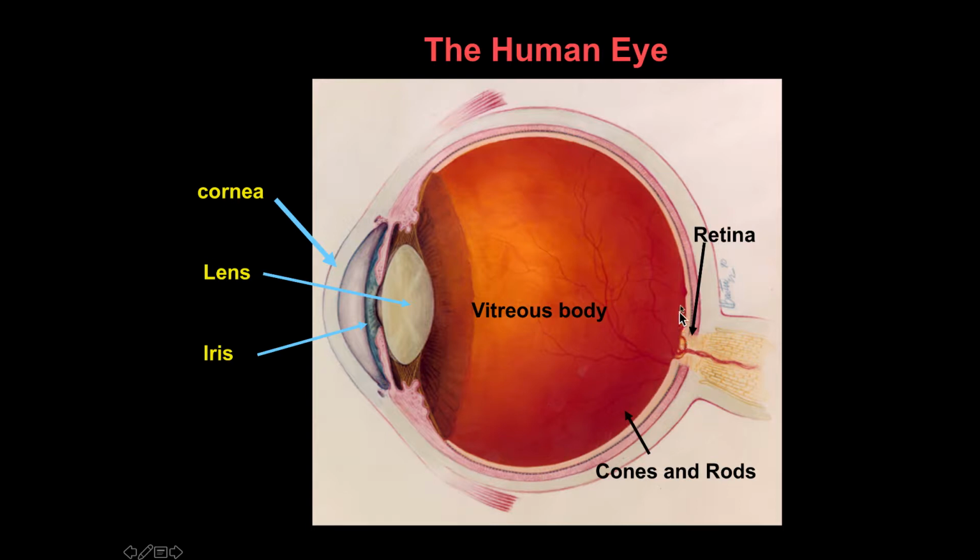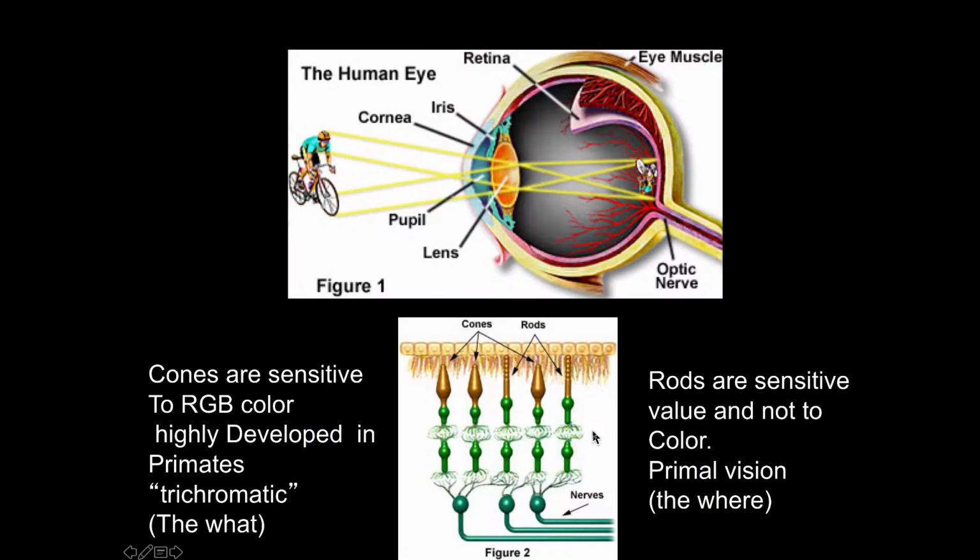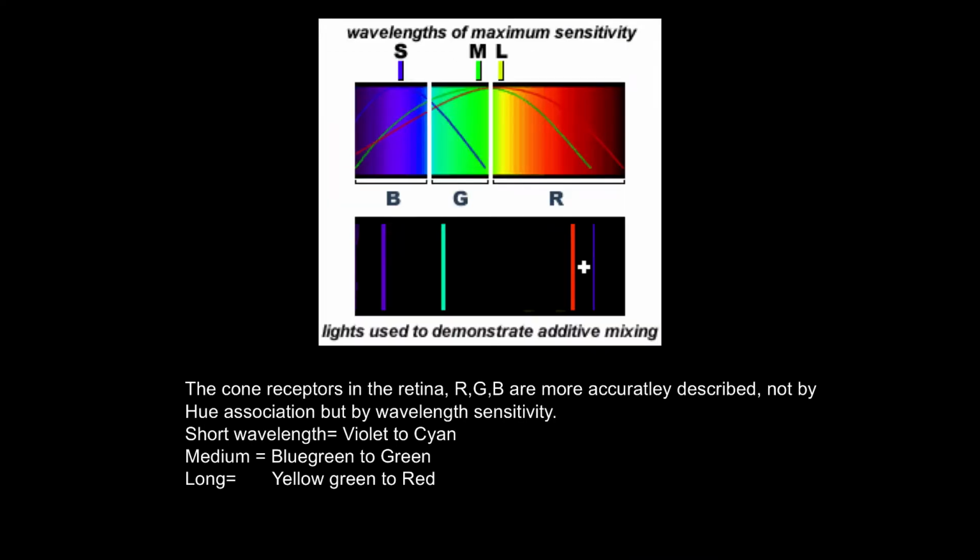It is lined with millions of cells called cones and rods. You can see they're two different kinds of shapes. The cones are the color receptors, and they're sensitive to RGB color, red, green, and blue wavelengths. The rods are sensitive to value. It requires light to see color, so when we're in low light situations, we see value. If you think about driving at night, you don't see color very well, but you can make out shapes based on their lightness and darkness.